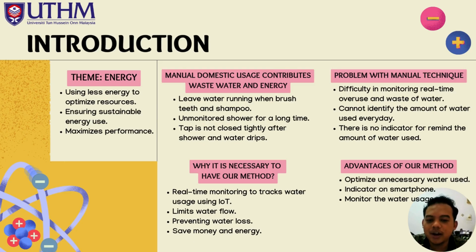Okay, so why is it necessary to have our method? Because our method has a real-time monitor to track water usage using IoT, which is Blynk apps. Okay, and limit water flow and prevent water losses, and we can save money and energy. Okay, so the advantages of our method is optimizing unnecessary water use. Okay, so we get the indicator on smartphone, and lastly we can monitor the water usage, and of course we can save money and also the energy.